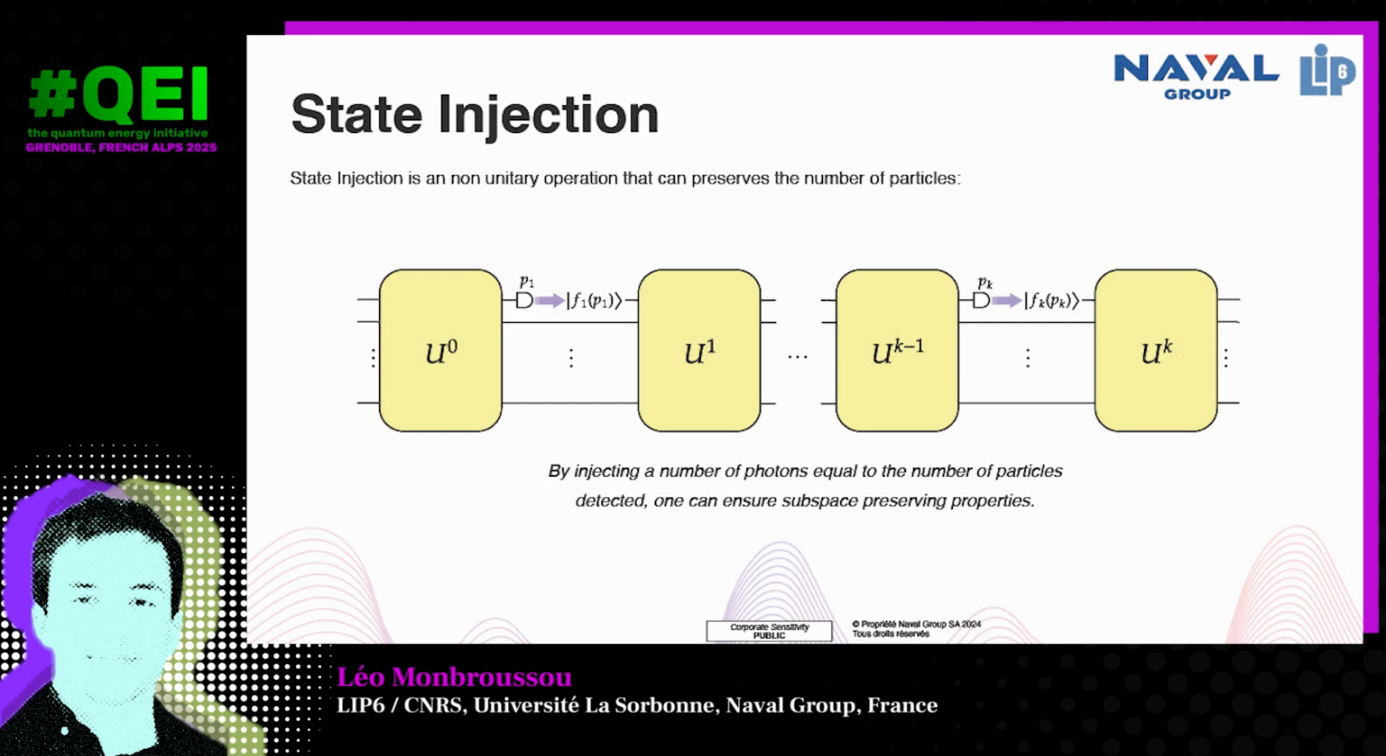The good thing also for us is that if you choose to inject states with the same number of photons, it's still subspace preserving. You can say, okay, I measure a given number of modes, a given number of photons, I re-inject the same number, or a superposition of the same number, and you preserve the number of particles. So it's good because you can do subspace preserving quantum algorithms and go beyond photonic homomorphism with a scheme which could be experimentally easier.